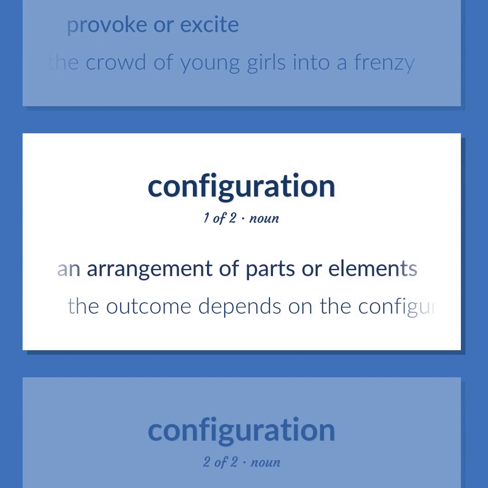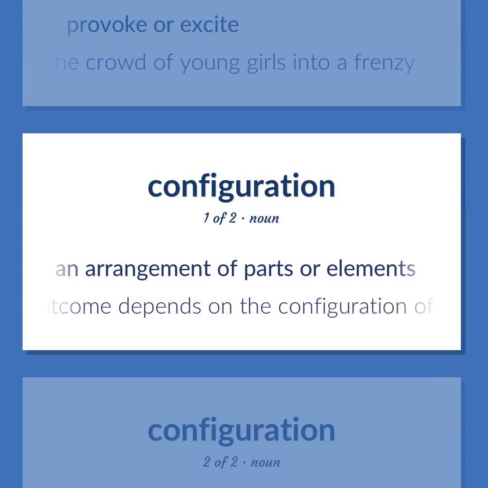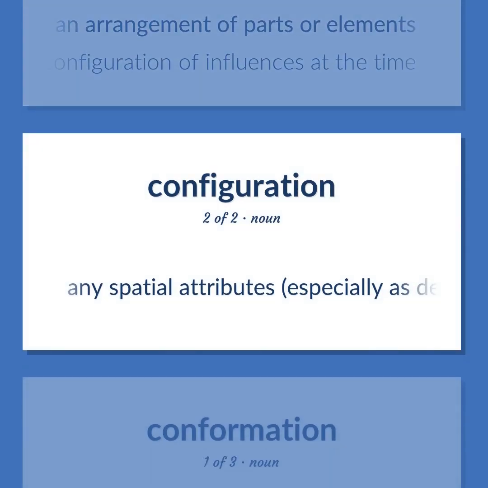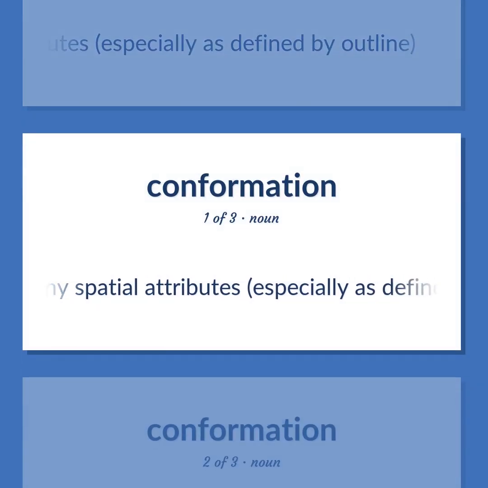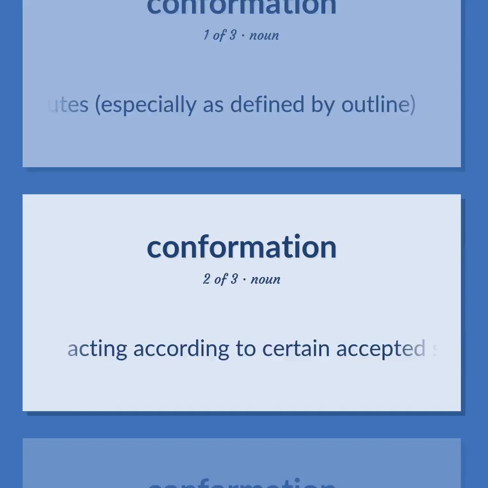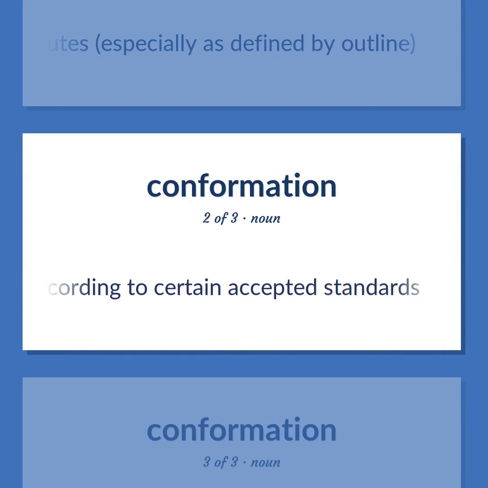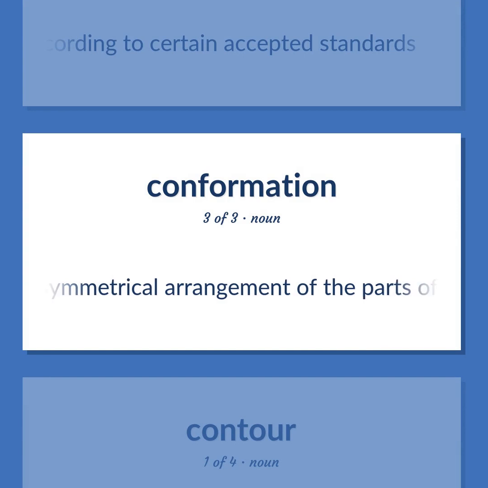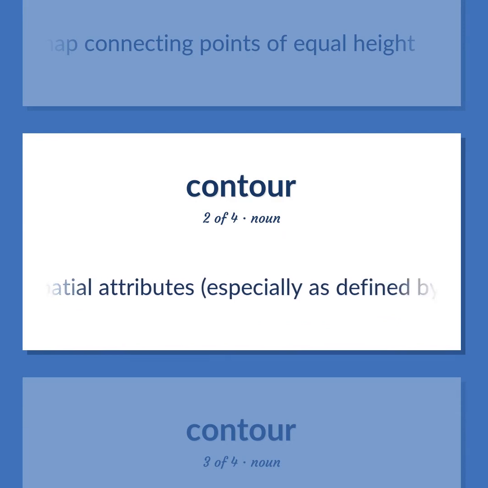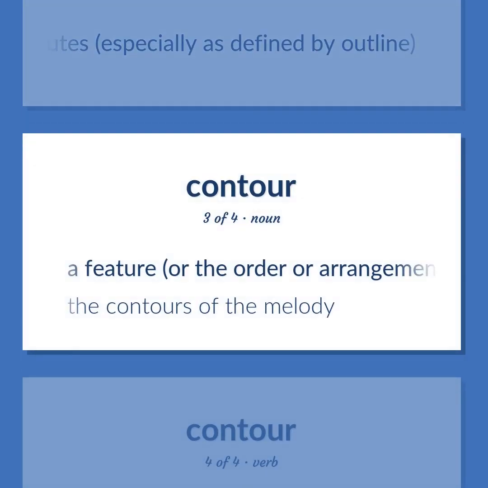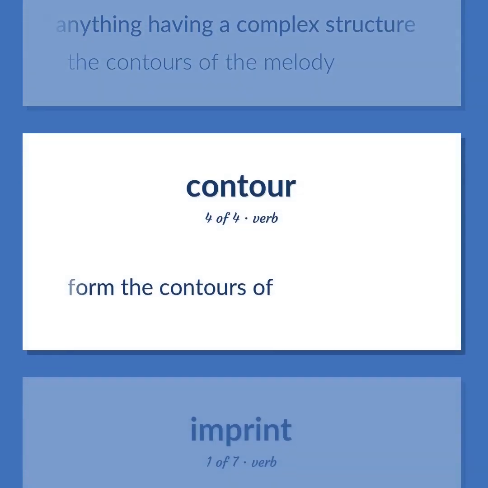An arrangement of parts or elements. The outcome depends on the configuration of influences at the time. Any spatial attributes, especially as defined by outline. Acting according to certain accepted standards. A symmetrical arrangement of the parts of a thing. A line drawn on a map connecting points of equal height. A feature, or the order or arrangement of features, of anything having a complex structure. The contours of the melody. Form the contours of.